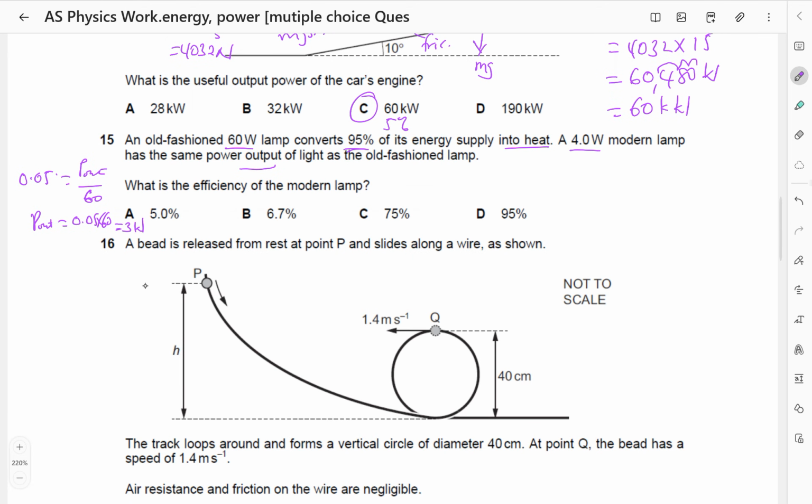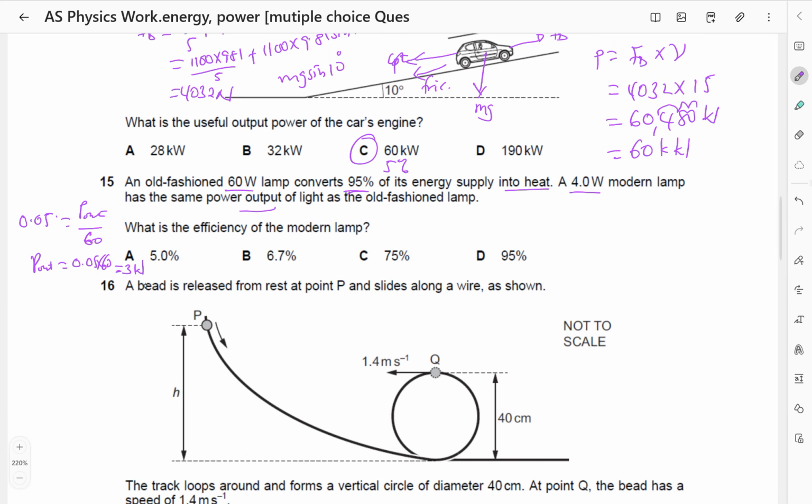But they say the power output is the same even for the modern lamp. So for the modern lamp, efficiency is going to be the power output divided by the power input. The power output is 3, divided by the power input, which is 4, then times 100 to change it to percentage, which makes this 75%. So the answer is C.